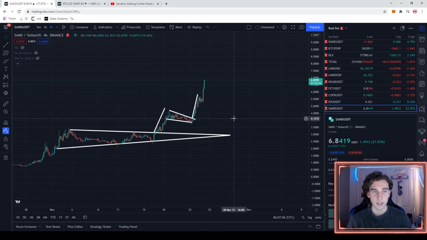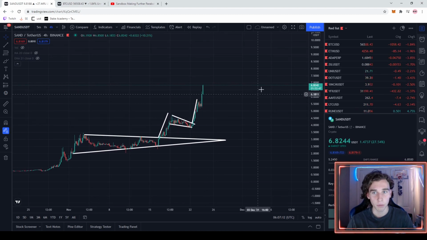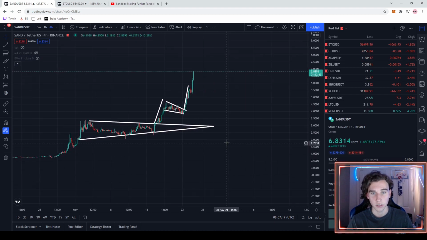$5.40. So it's been making just crazy moves right now. Sand is just going absolutely parabolic, and when you compare it to the rest of the market, it's just running its own race currently.